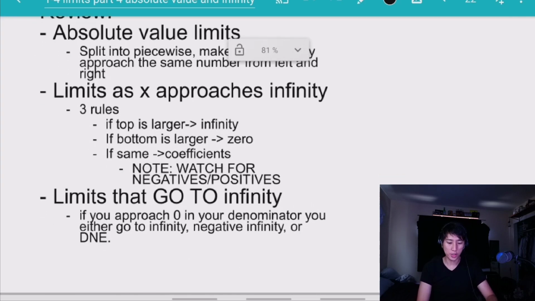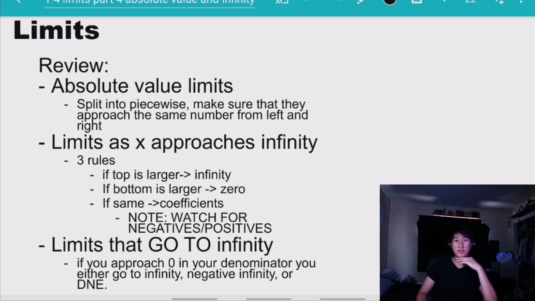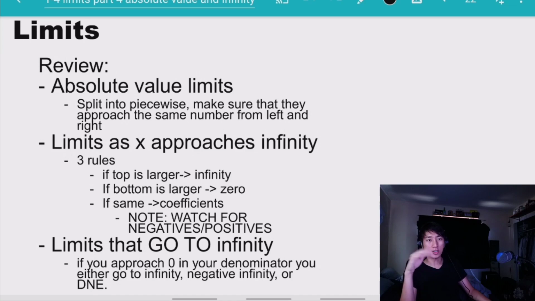Okay, so just as a super quick review. We covered absolute value limits. When we're covering absolute value limits, pretty simple. All you do is you split it into a piecewise. Make sure that your number approaches the same as the left and the right. And again, if they don't approach the same number, then the limit does not exist.